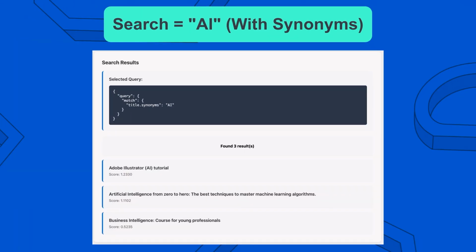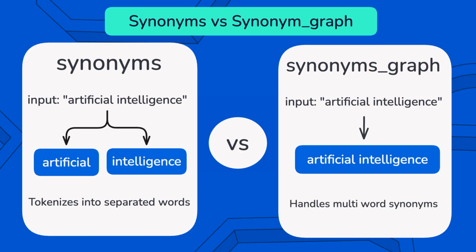Now that we have configured our index with a synonym set, let's search for AI again. As we can see here, business intelligence is shown now as a result for our search for AI using synonyms. So why does this happen? The synonym filter treats artificial intelligence as separated tokens, not a complete phrase. So the artificial and the intelligence tokens are being separated, and the intelligence token matches the business intelligence as a separated token. So how can we fix this?